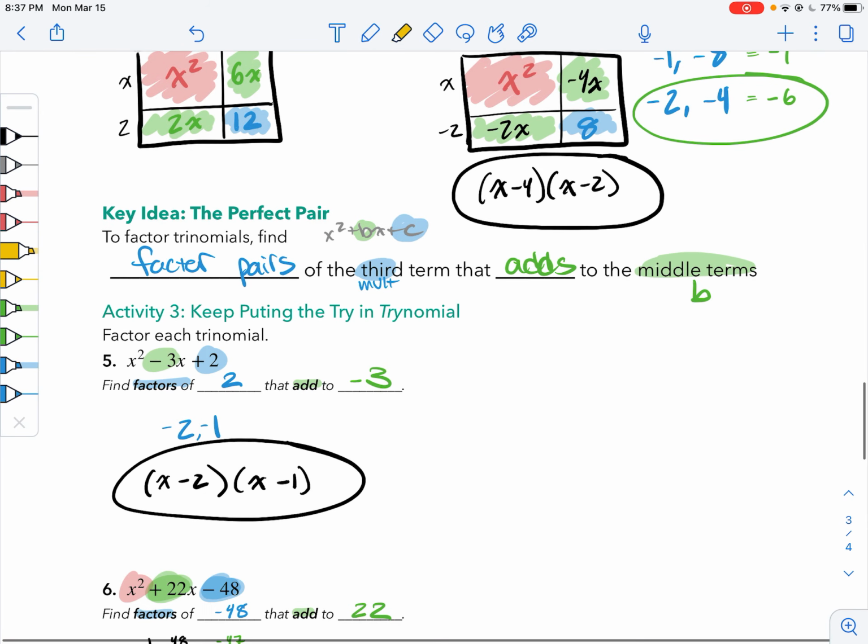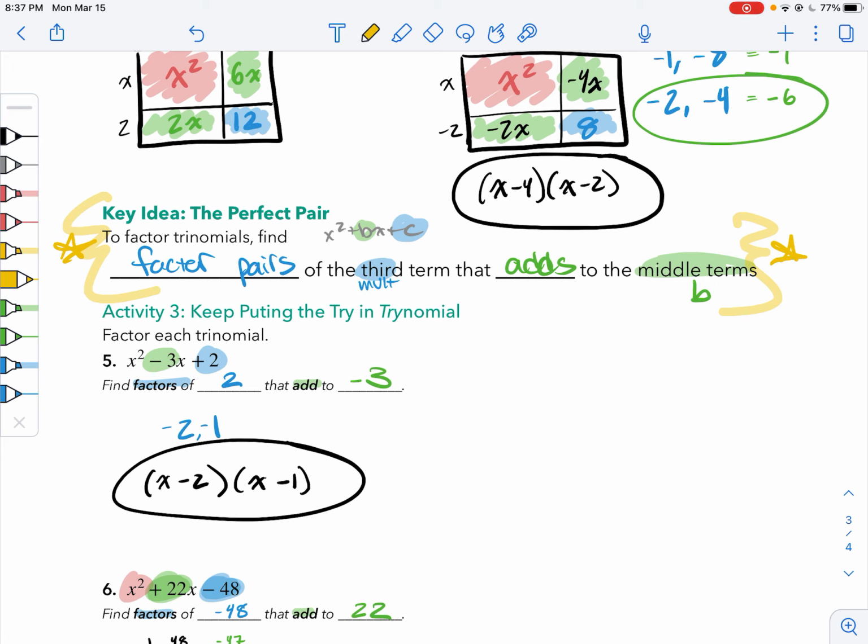And this is your key idea right here. Love it. Memorize it. You can use the box if you want to. You do not have to. But what multiplies to c, what adds to b. And remember, remember, remember. Have a fantastic time on your homework.